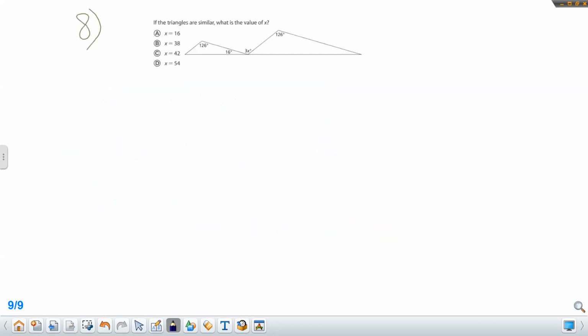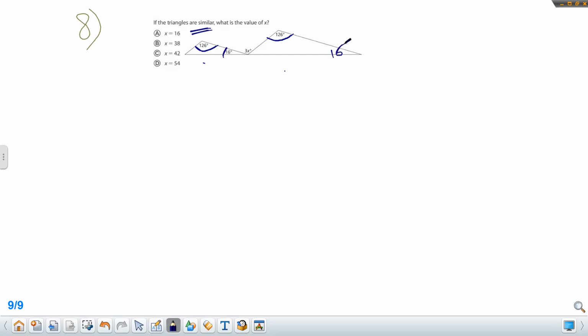Okay, the last one. If the triangles are similar, what is the value of x? Okay, first, if the two triangles are similar, 126, so now we can say all of the angles of the first triangle are congruent to their corresponding angles in the other triangle. So if the two triangles are similar as given, so we can say this is 16, the smallest one.